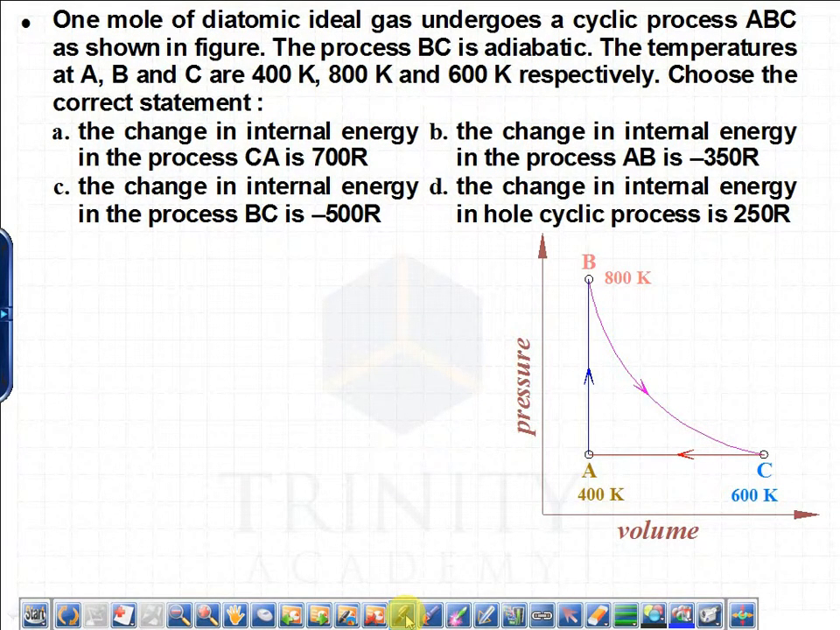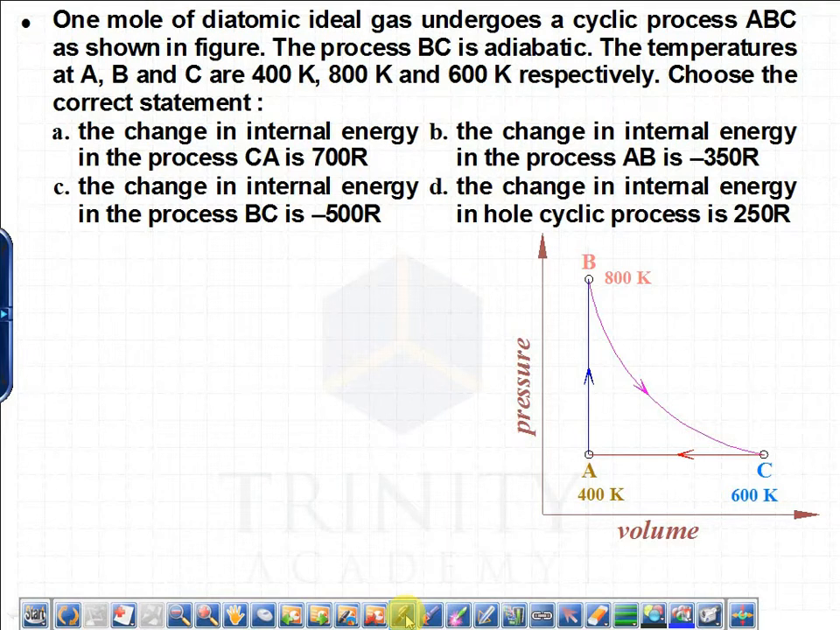1 mole of diatomic ideal gas undergoes a cyclic process ABC as shown in figure. The process BC is adiabatic. Temperatures at A, B and C are 400 Kelvin, 800 Kelvin and 600 Kelvin respectively. Choose the correct statement. The statement goes like this: the change in internal energy in process CA is 700 R.